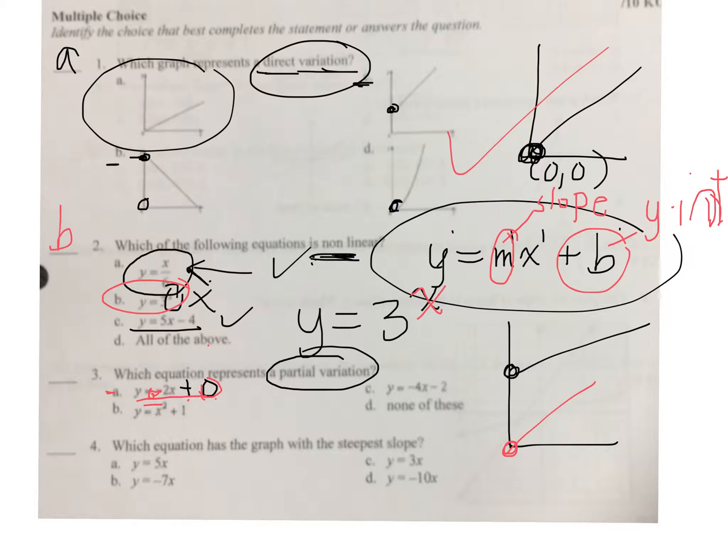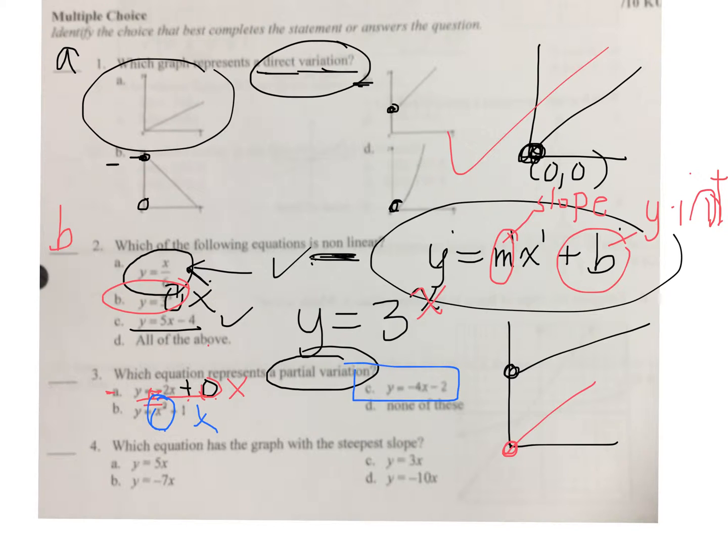Can that be a partial variation? No. So this is not a partial variation. Let's look at B. B says y equals x squared. If it has a to the power of 2, is it possible for it to be linear? So this cannot be a partial variation because that will not be linear. Okay? What about C? What's the slope for C for this question?